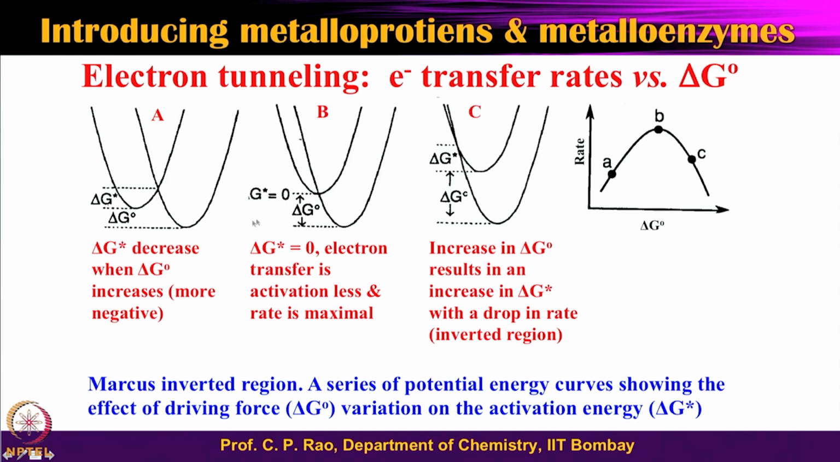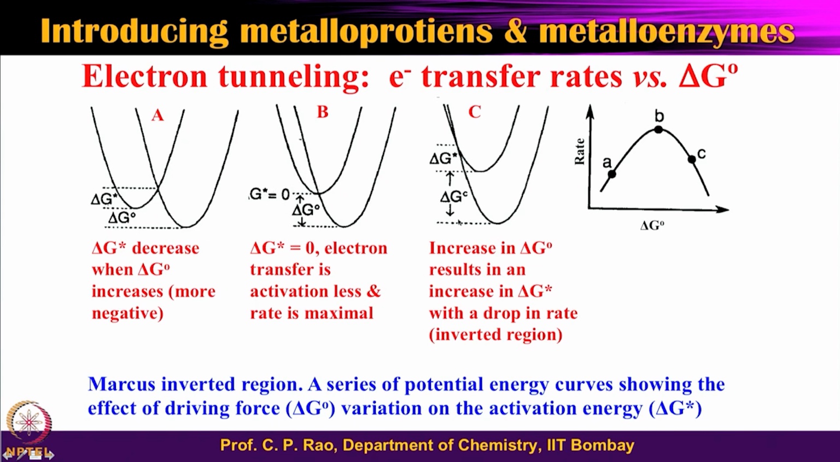Now, let us overlay these two so that the product curve is exactly at the center and the bottom of this particular reactant curve. That means the ground state itself is a transition state, or itself is an activated complex. In other words, the electronic transition goes straight into the activated complex and does not require any additional energy. Therefore, delta G star is 0.